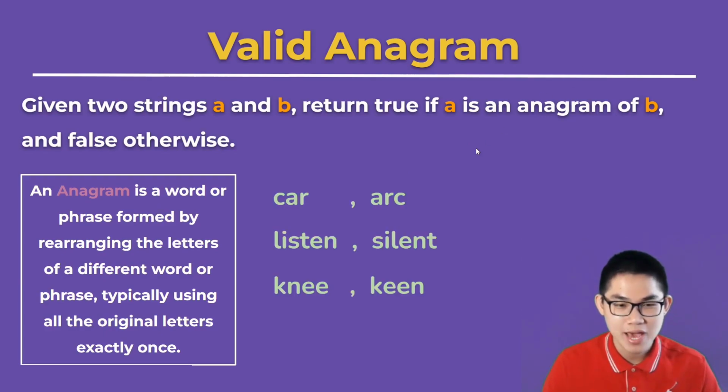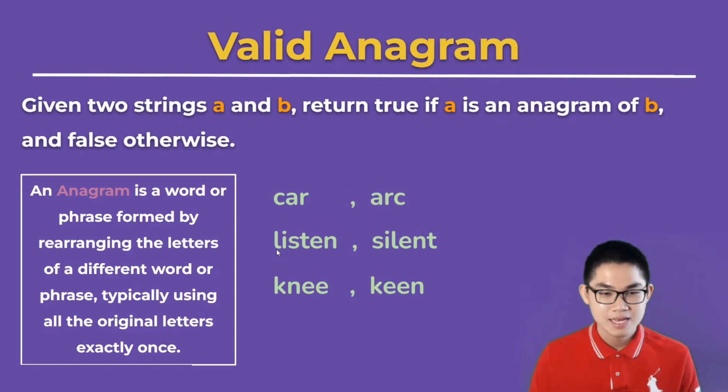For example, we have car and arc. We can rearrange the word car to get arc. If there's a C over here, then there has to be a C over here. Listen and silent are also anagrams, and so are knee and keen. One thing to note is that if there are two E's over here, then there must be two E's in the other word. So the frequencies must also be the same.